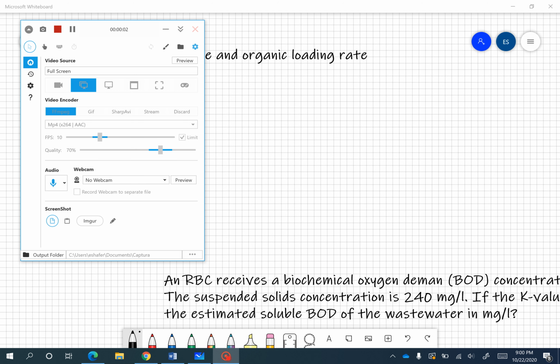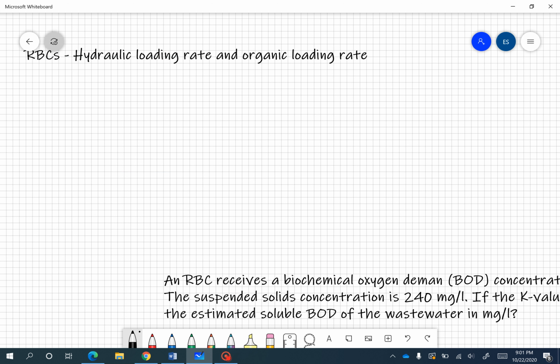Okay, real quick, let's go over these rotating biological contactor questions. These should hopefully be pretty easy for you. As you take a look at them, realize that unlike the primary clarifier and trickling filter problems, you don't have to calculate surface area in this case. It's going to be given to you in a problem about an RBC.